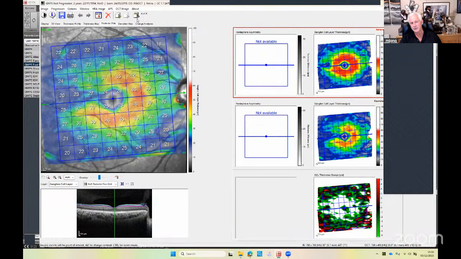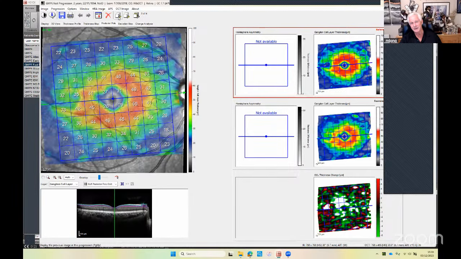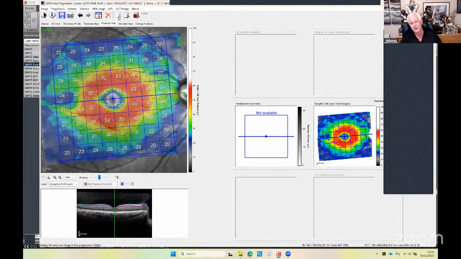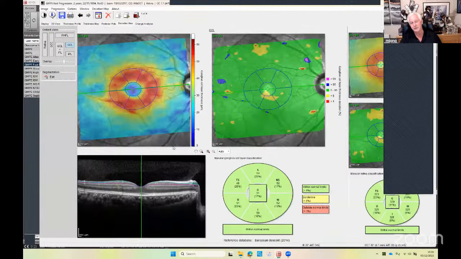But here's where your deviation map may give you additional information. Let me go back to the baseline and pick up the deviation map here. At baseline looks to be relatively clear. Nothing happening.